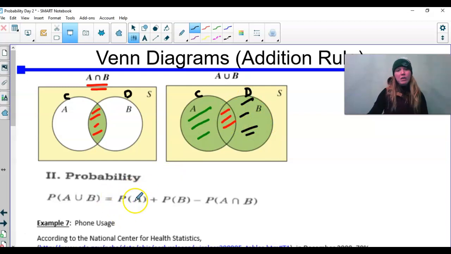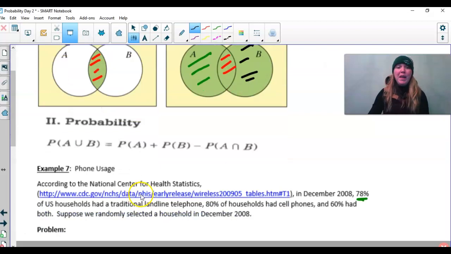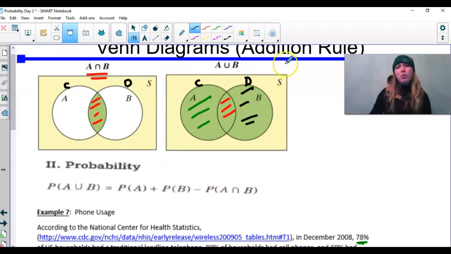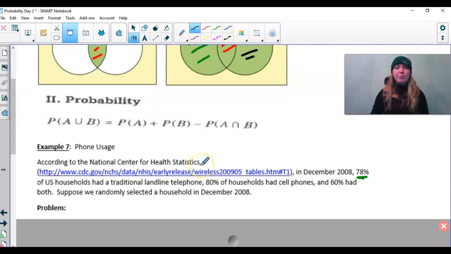Again, I have that general addition rule for you. And let's get started with making our own Venn diagram, and we'll talk more about this in class together. According to the National Center for Health Statistics, in December of 2008, 78% of U.S. households had a traditional landline telephone, 80% of households had cell phones, and 60% had both. Suppose we randomly selected a household in December of 2008. So you can imagine everyone's in this big pot. Shake the hat up. We randomly select a household, okay?